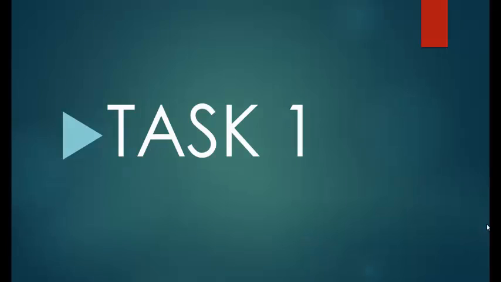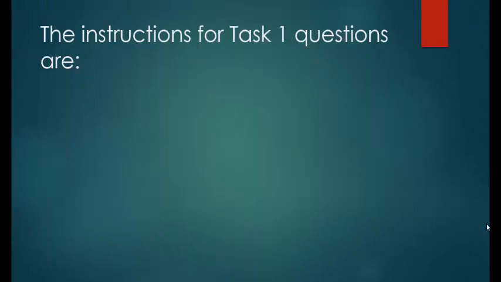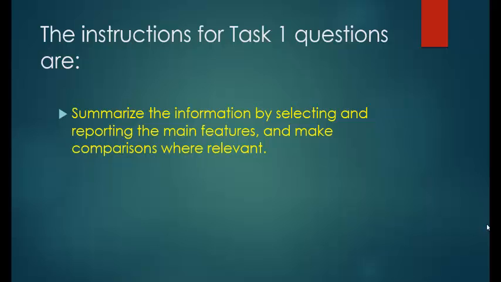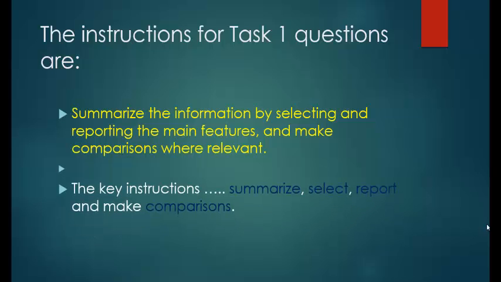So back to task 1. The instructions for task 1 questions are, for example, summarize the information by selecting and reporting the main features and make comparisons where relevant. This is very important for you to analyze. The key instruction is summarize. So you are asked to summarize, not just report what you see in front of you. You are asked to select, okay, by selecting. So you are asked to select.